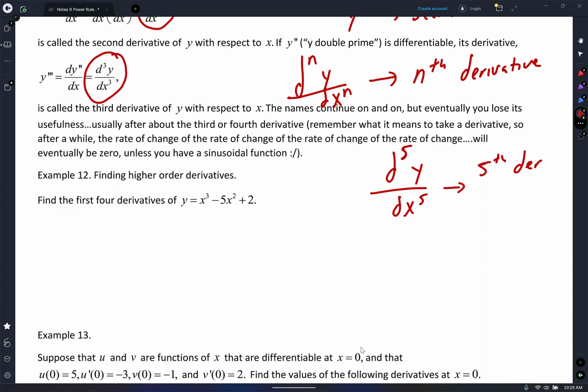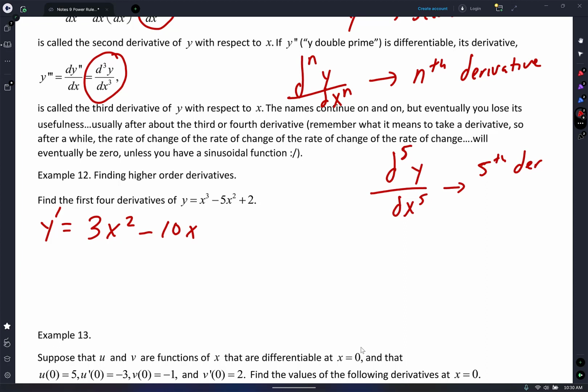Here we go. Y prime equals, I'm just using what rule? Power, just the power rule. What's the derivative of x cubed? What's the derivative of 5x squared? 10x, put the minus because of that. And the derivative of 2 is 0, so there it is. That's my first derivative. Are we okay?